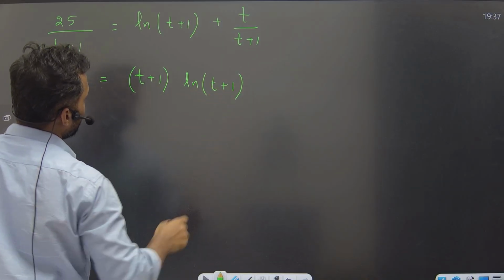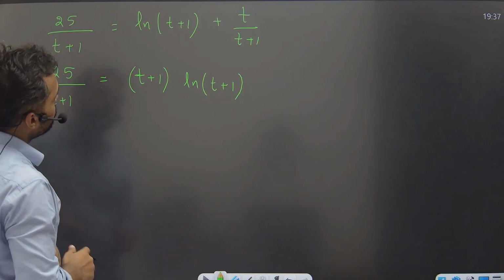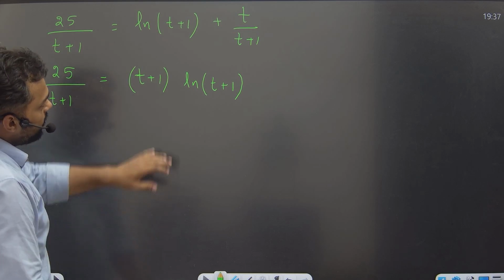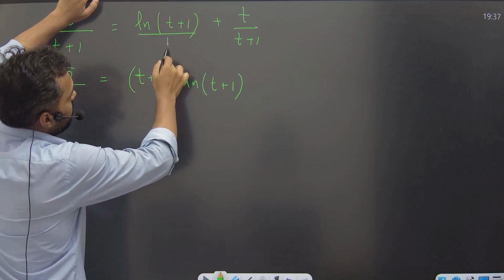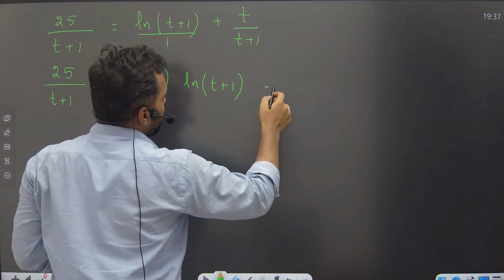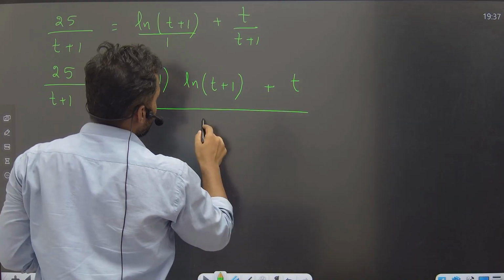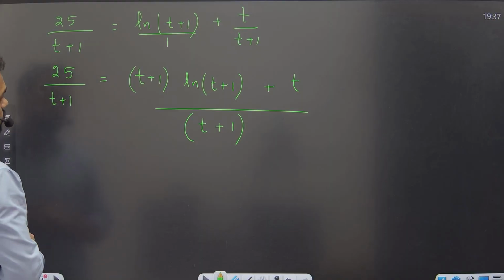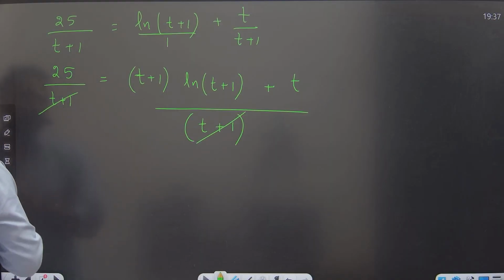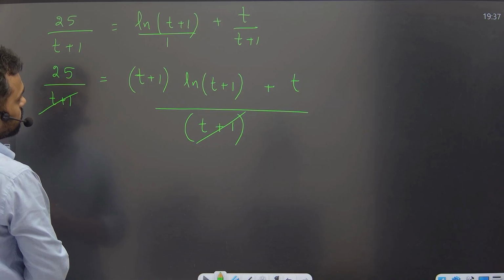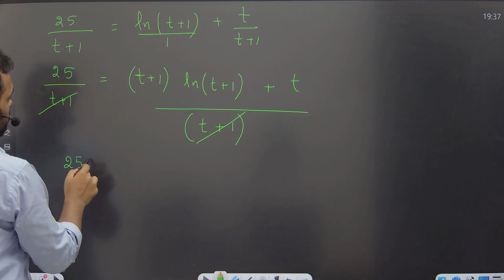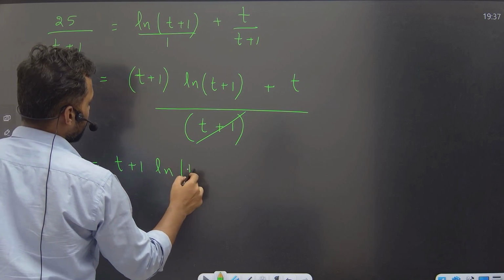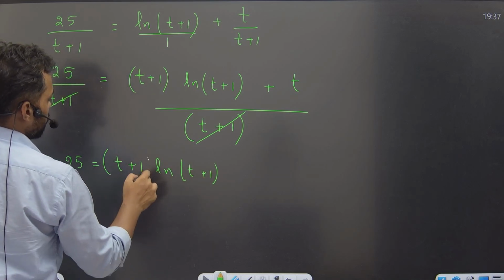If you don't know what I have done here, just multiply the whole expression with t plus 1. Okay, or we can say that here the denominator part will be 1, so we have taken the LCM, plus t upon (t plus 1). Now multiply the whole equation with (t plus 1). So this part and this part got cancelled. So what we'll get, 25 equals (t plus 1) log of (t plus 1) plus t.